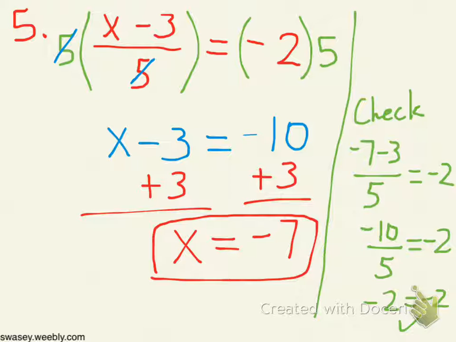So you're undoing addition or subtraction first, then undoing multiplication or division, unless everything on one side is being divided by a number, like it was on this one.